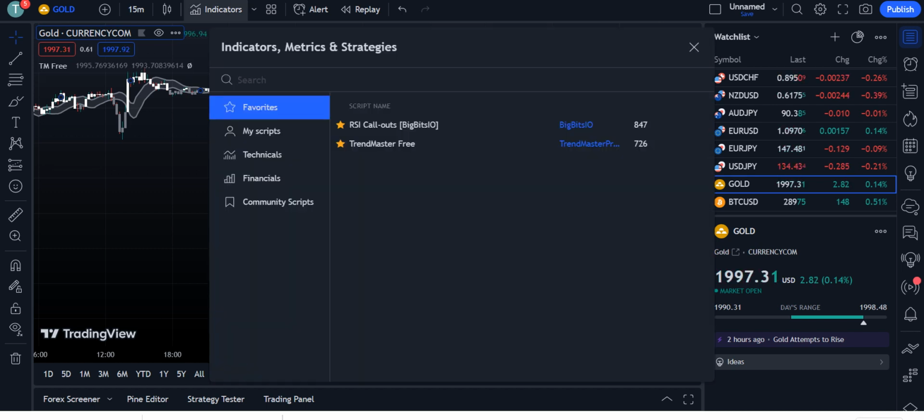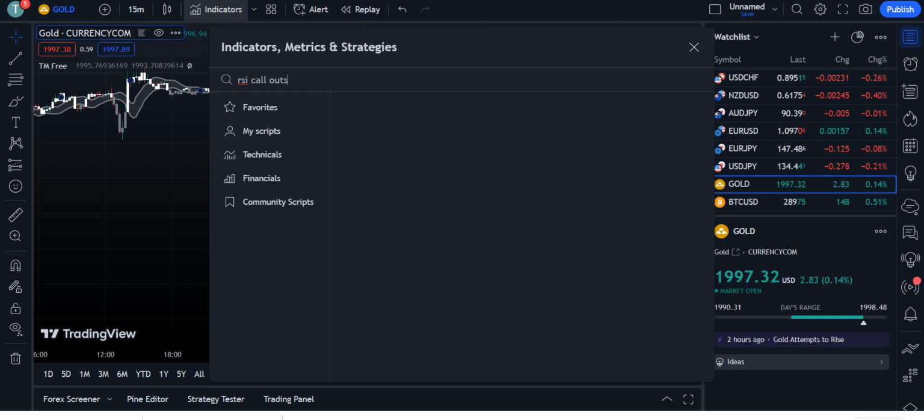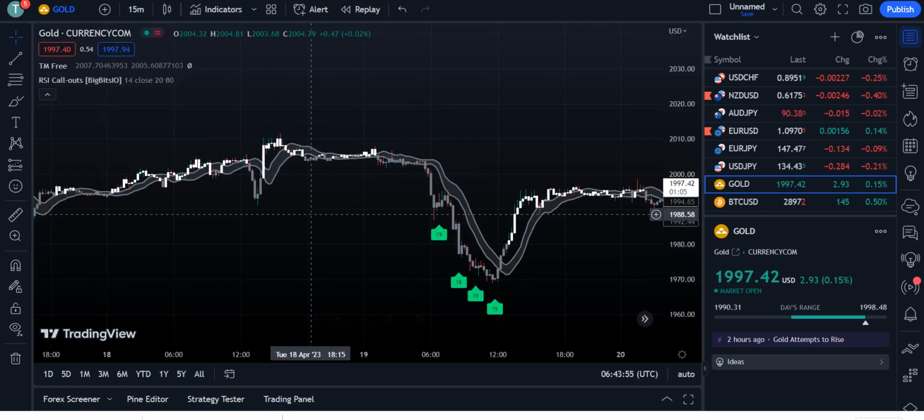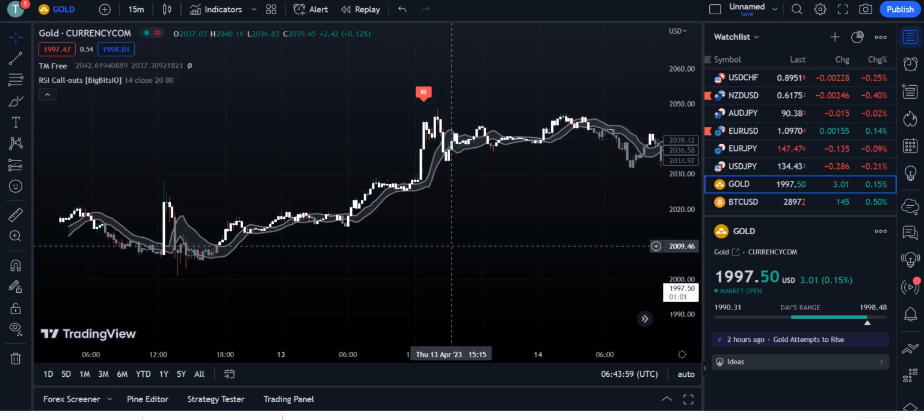Now we are going to add the second indicator, the trend RSI callouts, and 847 traders are using this indicator. So we have to click on it. It will be applied on the chart. Now you can see there are a few labels in green color, and a few other labels in red color, for example here.